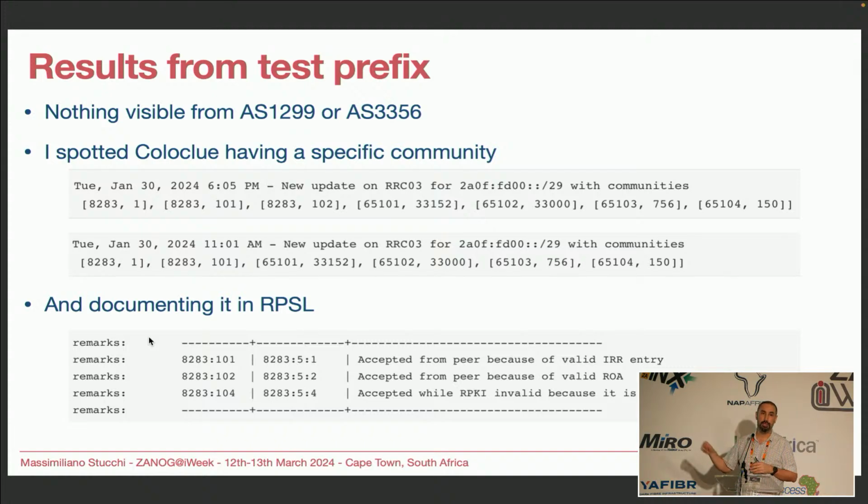The difference between Coloclu and the others is that Coloclu has documented it, so I can tell you for sure why. Other networks don't have a clearly documented policy. So that is the issue when doing this kind of research: you depend on the documentation from the other side. But I can tell you for sure that there is a bunch of operators doing this tagging.